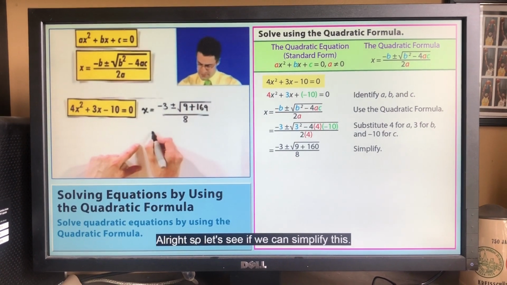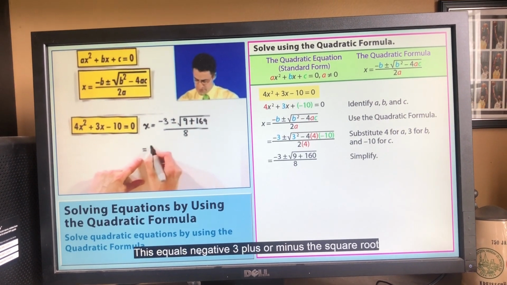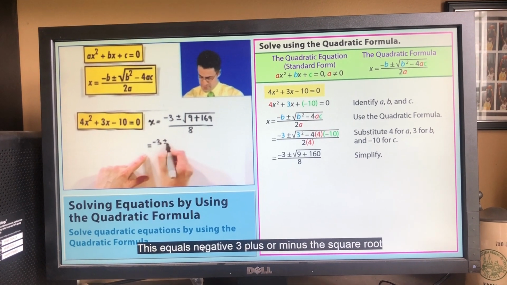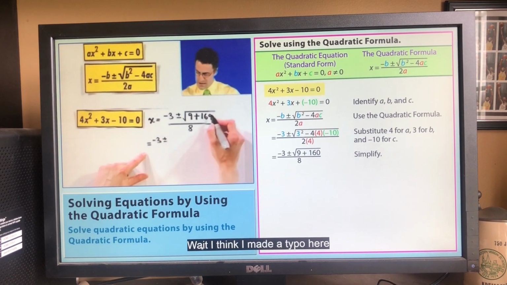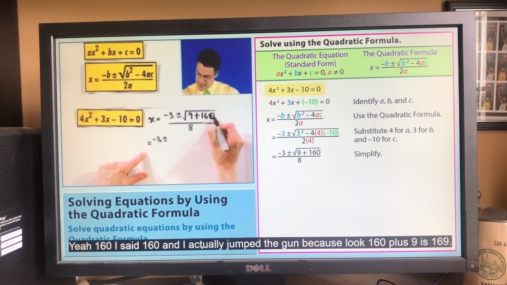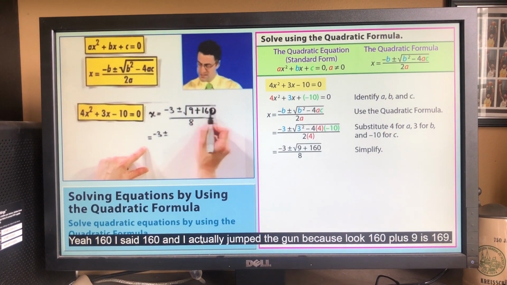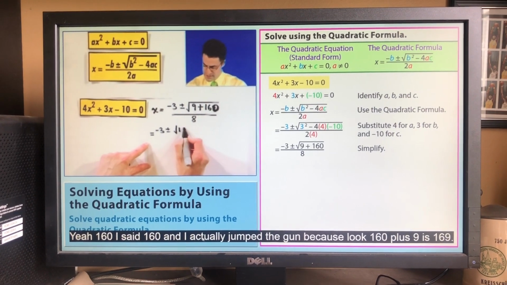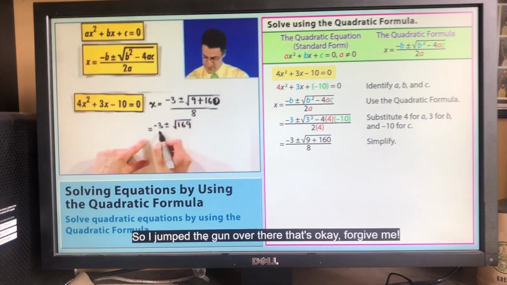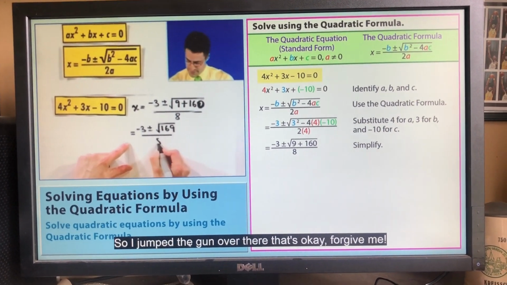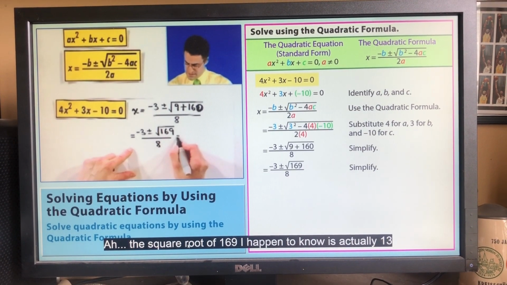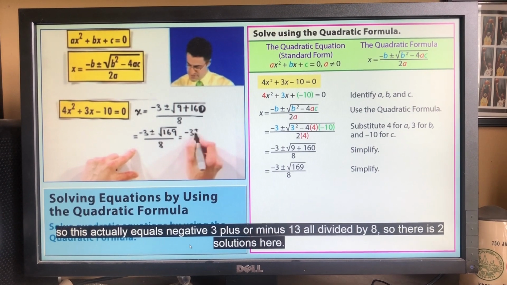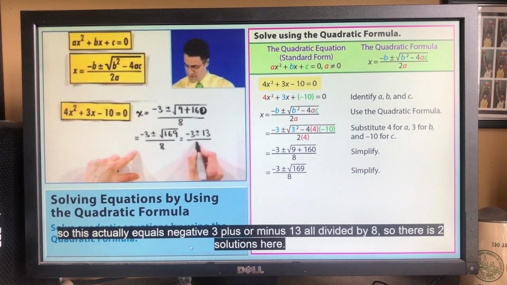All right, so let's see if we can simplify this. This equals -3 plus or minus the square root. Oops, wait, I think I made a typo here. I actually jumped the gun because look, 160 plus 9 is 169. So I jumped the gun. That's okay. Forgive me. The square root of 169, I happen to know, is actually 13. So this actually equals -3 plus or minus 13, all divided by 8.